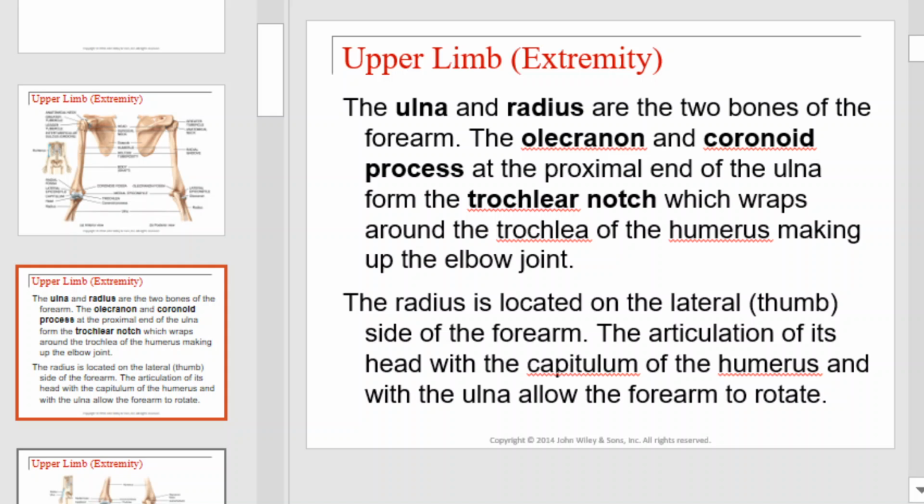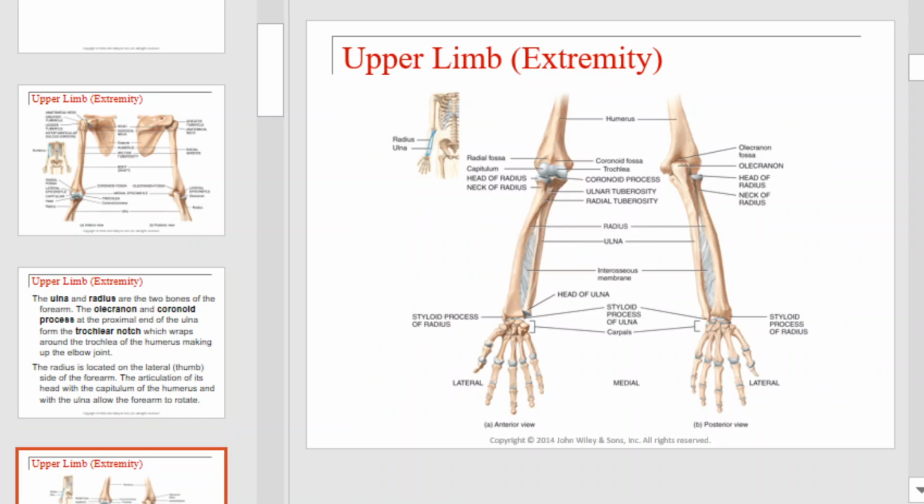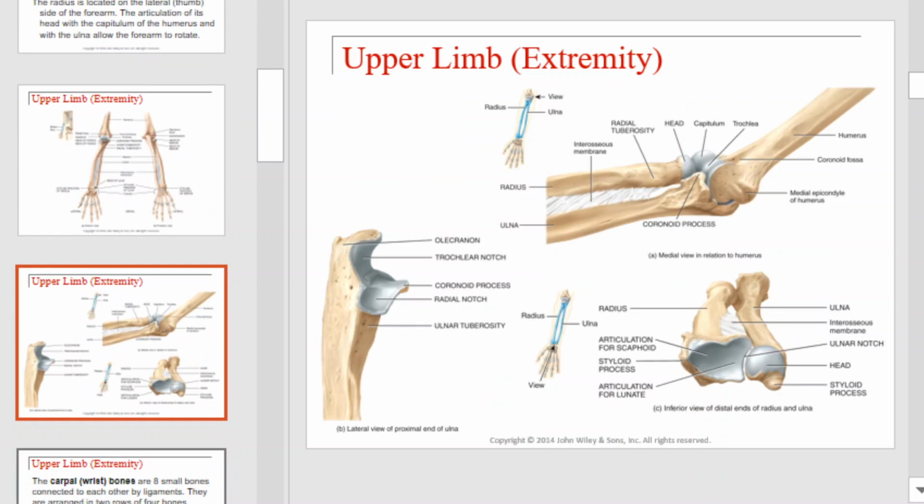The radius is located on the lateral or thumb side of the forearm. The articulation of its head with the capitulum of the humerus and with the ulna allow the forearm to rotate. This diagram illustrates that rotation. This diagram provides you with a close-up of the bones of the elbow joint.